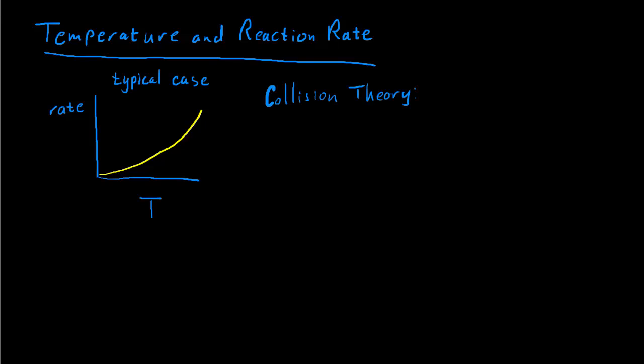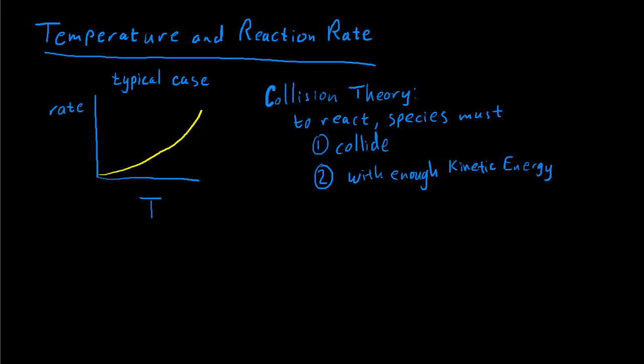Collision theory says that in order to react, the reacting species must collide. That means they come together at the same place at the same time. They've got to bump into each other. Not only do they have to collide with enough kinetic energy, and finally, they have to collide in the correct orientation. That means pointed the right direction towards each other.